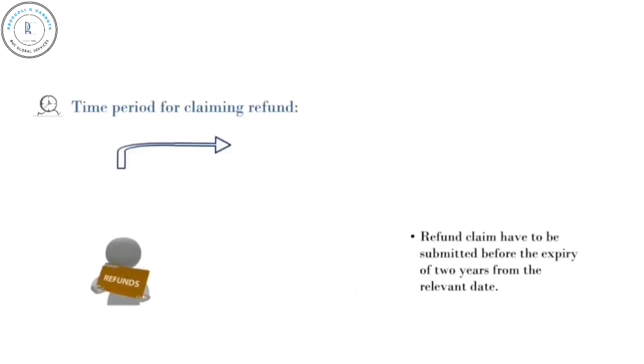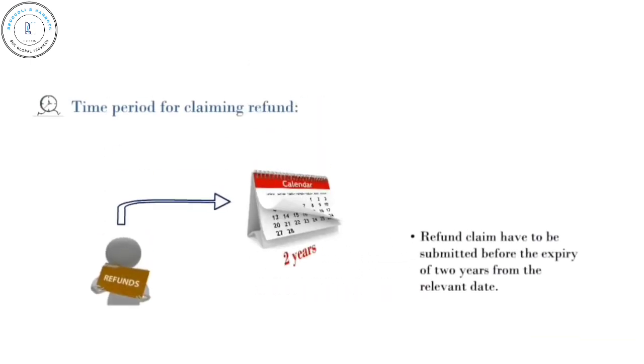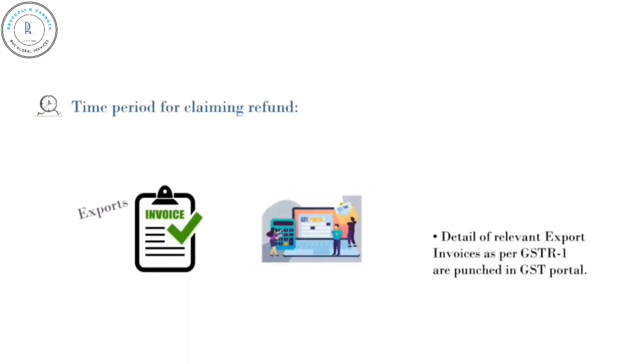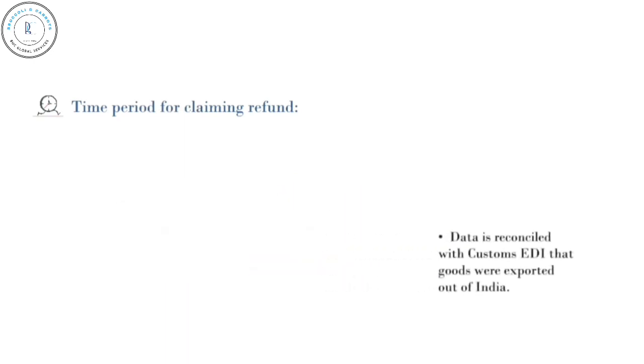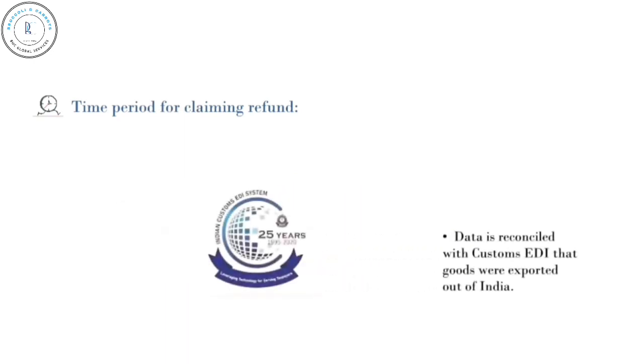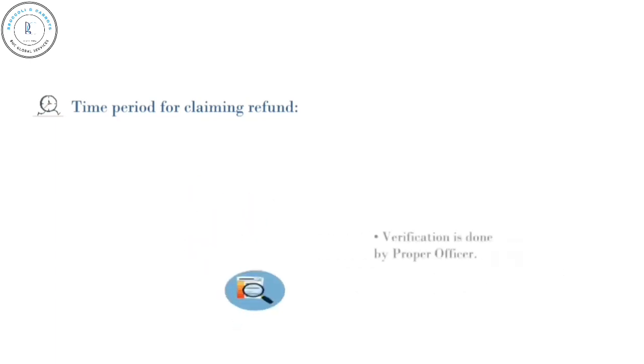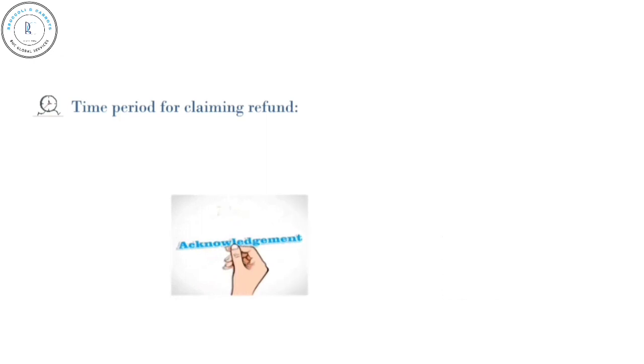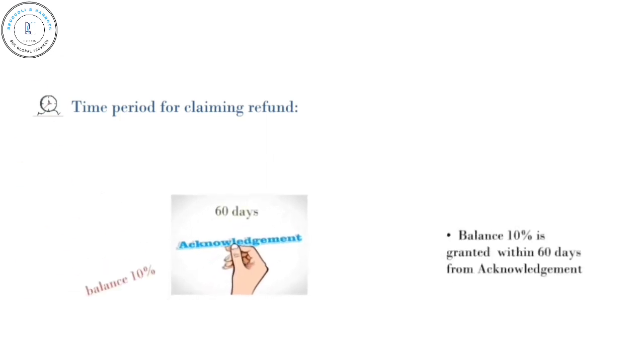Procedure of claiming ITC refund on exports. Time period for claiming refund: refund claim has to be submitted before the expiry of 2 years from the relevant date. Details of relevant export invoices as per GSTR-1 are punched in the GST portal. Data is reconciled with Customs EDI that goods were exported out of India. Verification is done by the proper officer. Acknowledgement is issued within 15 days. Provisional refund of 90% is granted within 7 days from acknowledgement. The balance 10% is granted within 60 days from acknowledgement.